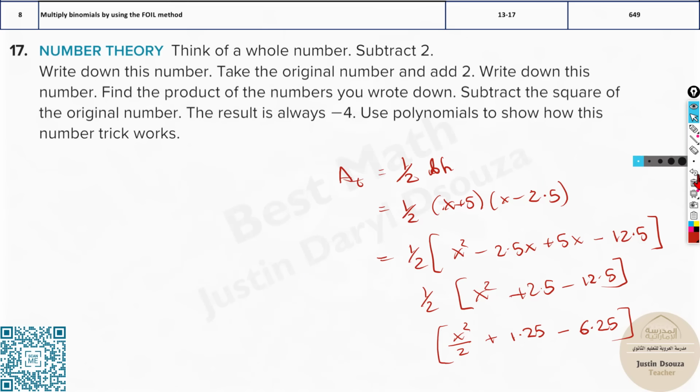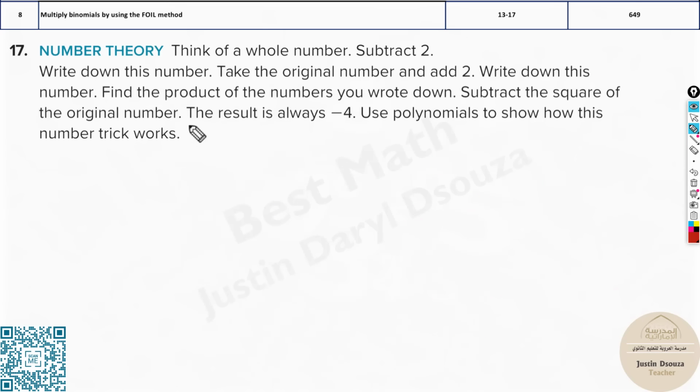Now here the last problem. Think of a whole number. Okay, we have to think of a whole number x. Subtract by 2. Okay, I'll do subtraction by 2. This is subtracted by 2. Write this down. Okay, this is done. Take the original number. The whole number we took was x, and add by 2. Okay, plus 2. Okay, done. Write this down. Okay, these two are written. Find the product of the number you wrote down. Okay, we have to just multiply them.